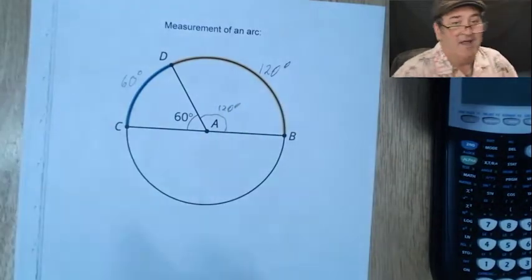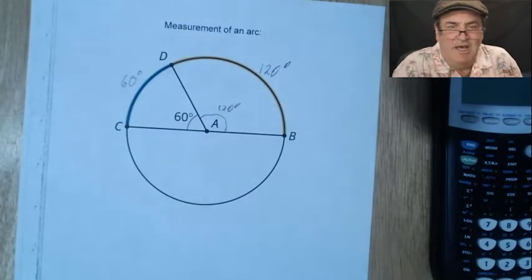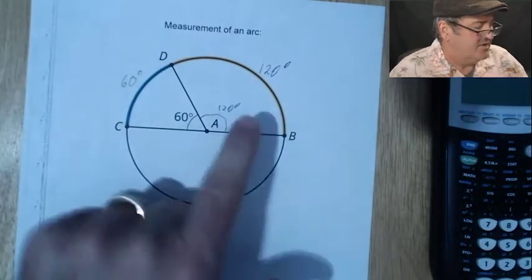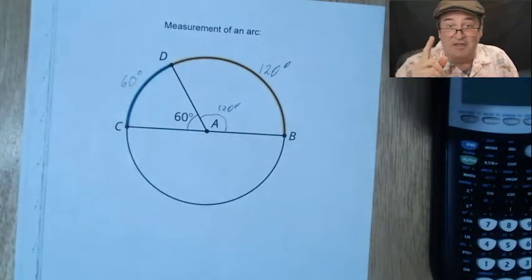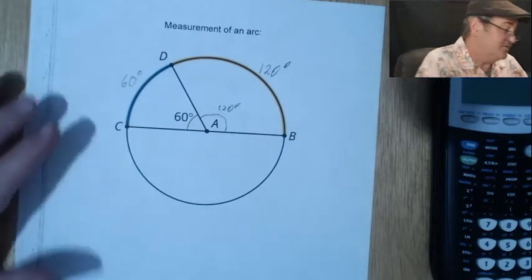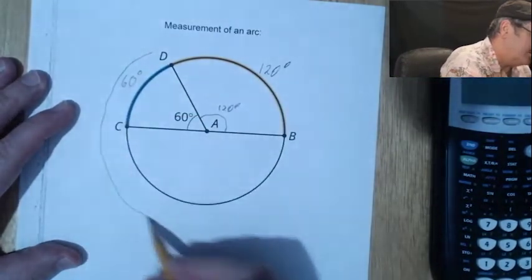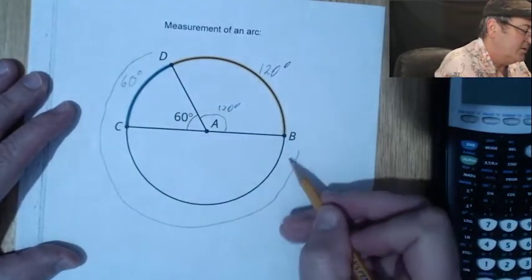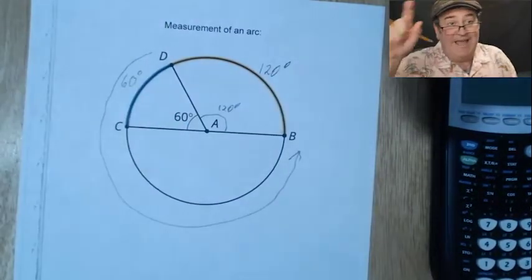120 degree angle, right? So this arc DB is 120 degrees. Now, there's two arcs DB actually. If we look at DB, because there's also the arc right here that would go this way. So this right here all is an arc. So it could go, you know, from the outside.